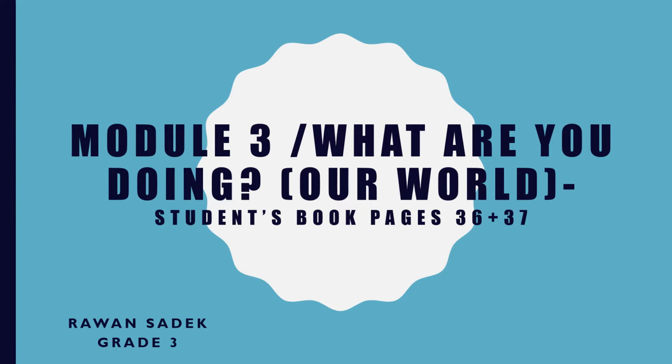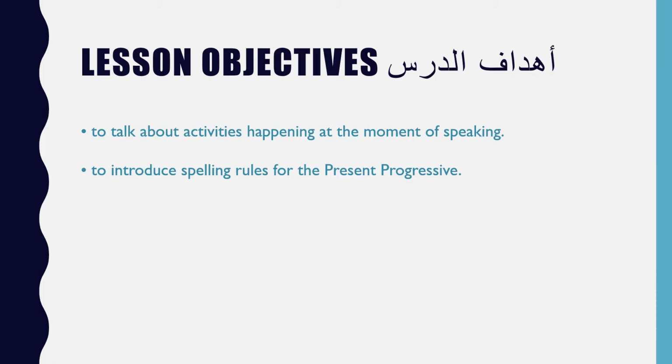Today we have the lesson Our Word, which is in Module 3 in your student's book, pages 36 and 37. Please bring your books and follow up with me step by step. First, we have the lesson objectives. 1. To talk about activities happening at the moment of speaking. 2. To introduce spelling rules for the present progressive.